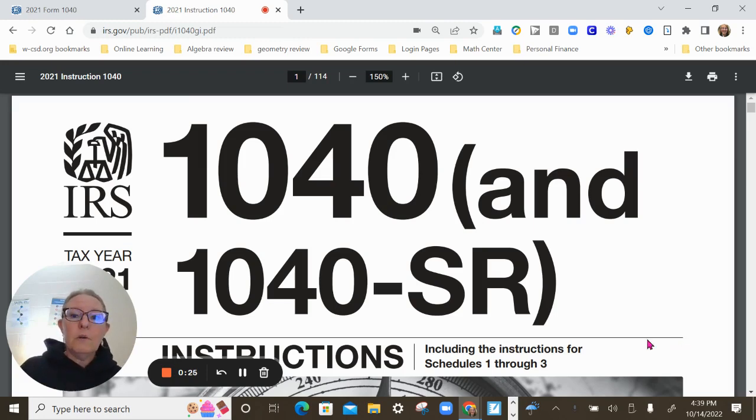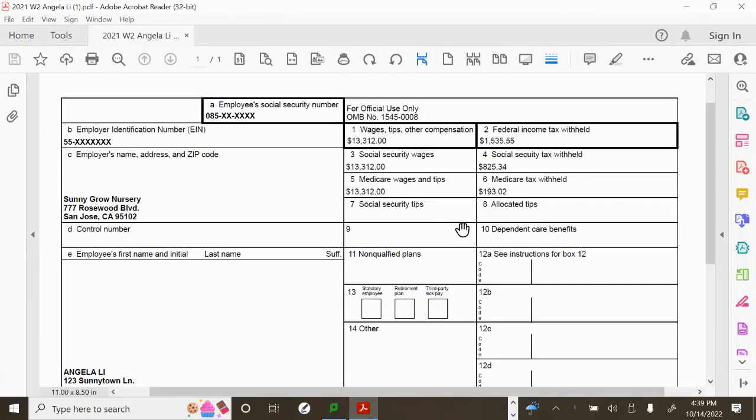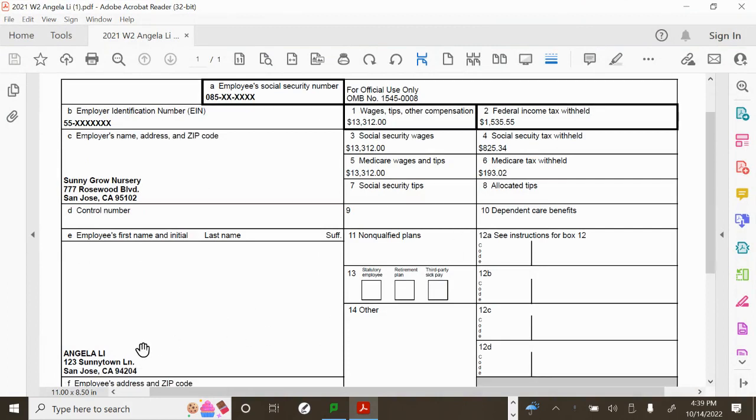So, all right, here's what we need. You will need a W-2 form. And this is a W-2 that we're going to use today for a young woman who is 22 years old and in college, single, no dependents, Angela Lee. She is on her own, so her parents are not claiming her as a dependent.